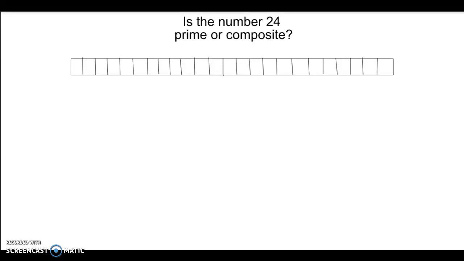Hey Riders, today we're going to talk about a strategy to prove whether numbers are prime or composite.